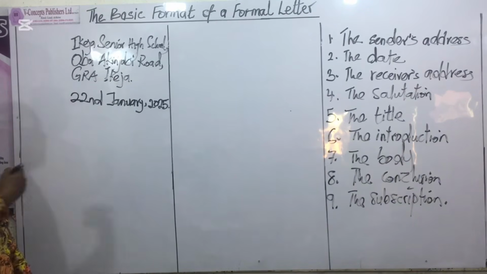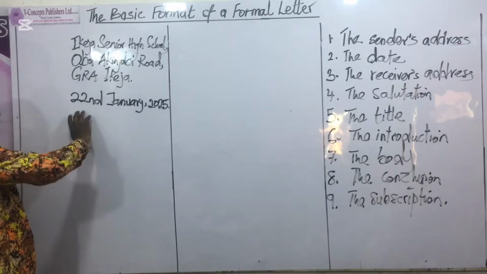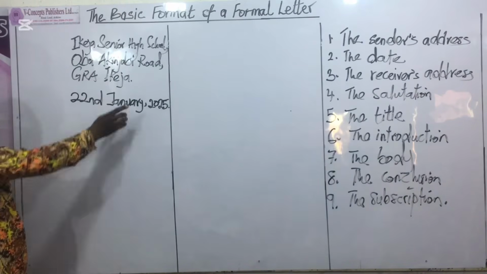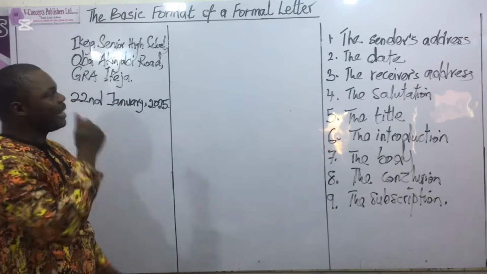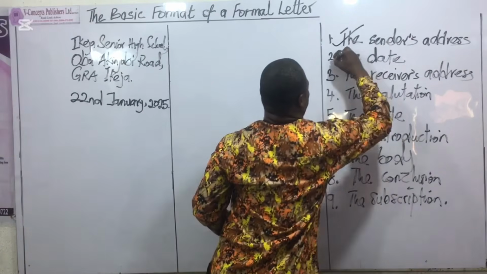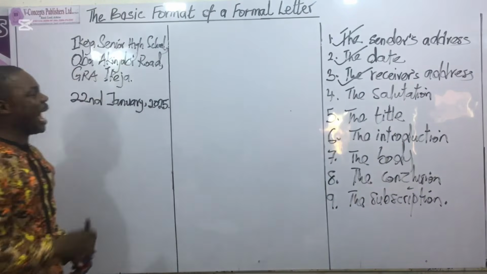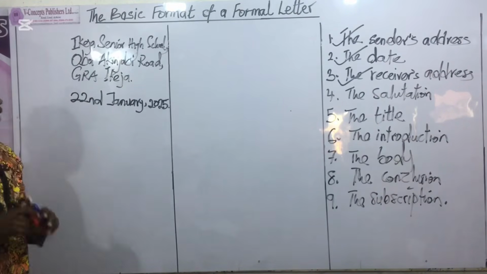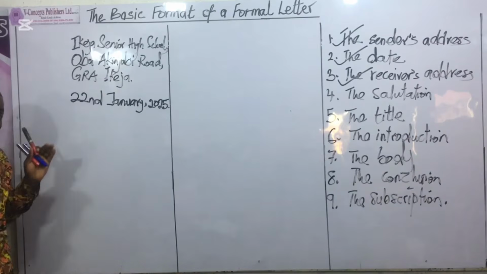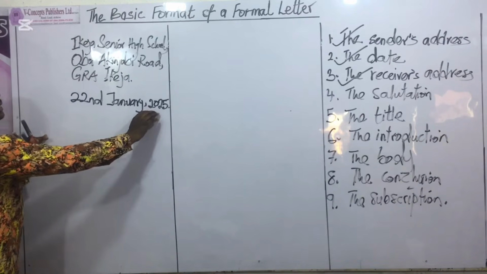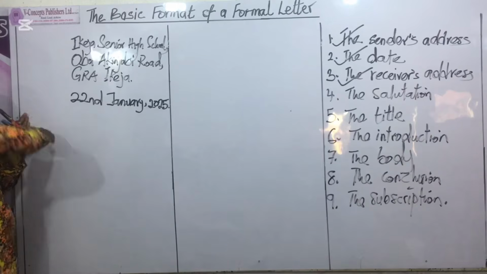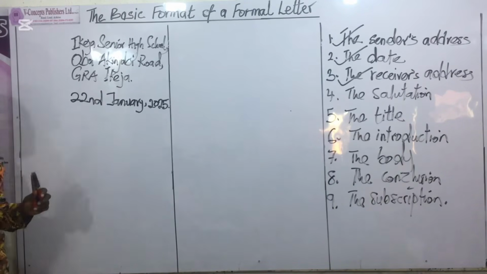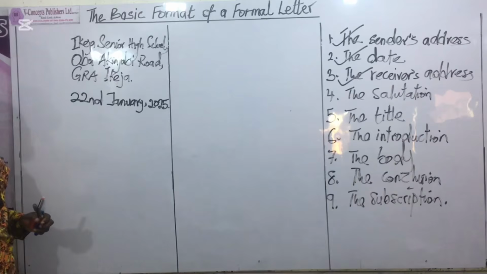Remember, there's another way you can write your date that we explained when we were treating our informal letter. We said that you can have the month before the day. So in that case, you're going to have January 22. Then the next thing we're going to be talking about is the receiver's address. Now listen out to this. The receiver's address follows immediately after the date, the next line after the date.